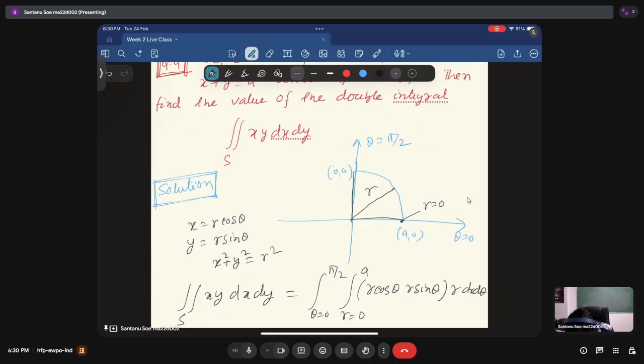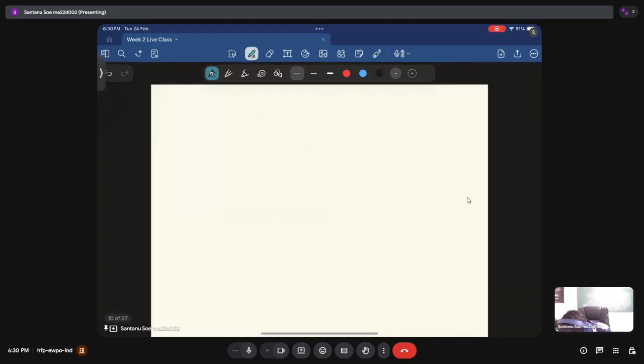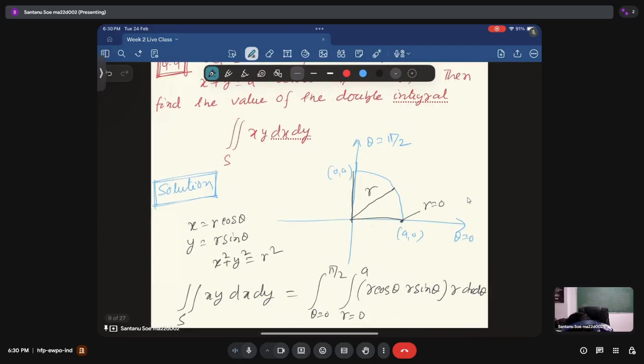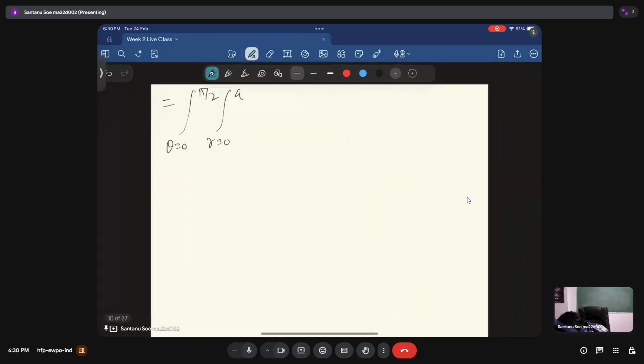Okay. So now we have to evaluate this integration. Since we are having r, we don't need to put x equals a cos theta or y equals a sin theta. So we can just put r, and then we can vary r from 0 to a. So this is theta equals 0 to pi by 2, r equals 0 to a. So this will be r cube cos theta sin theta dr d theta.